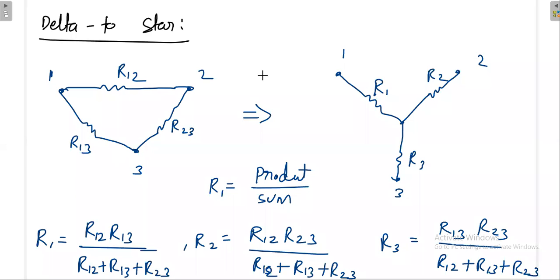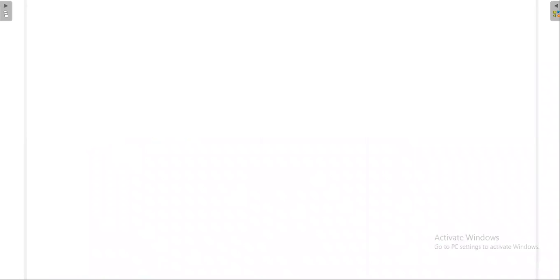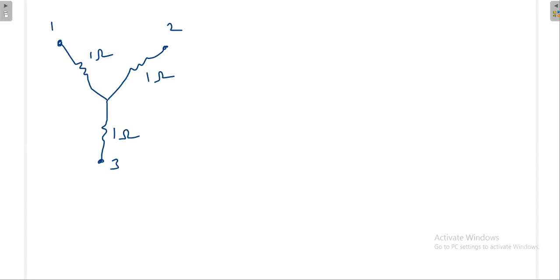Now we'll take some numeric problem. Suppose I have first a star to delta. The star is like this, 1 ohm, 1 ohm, 1 ohm. How will it be converted? This is node 1, node 2, and node 3. It will go like this. Then what will be the value?